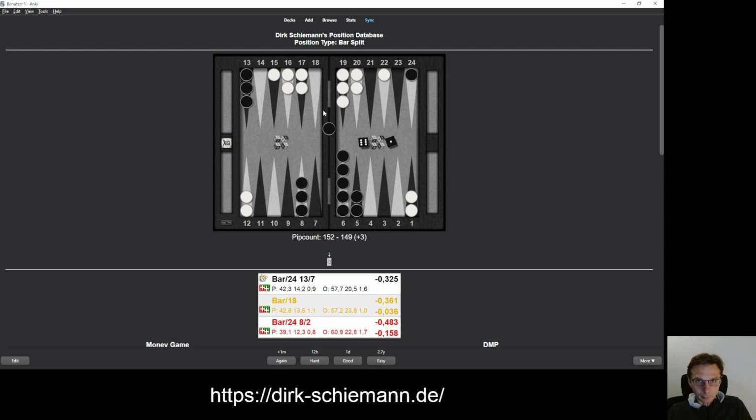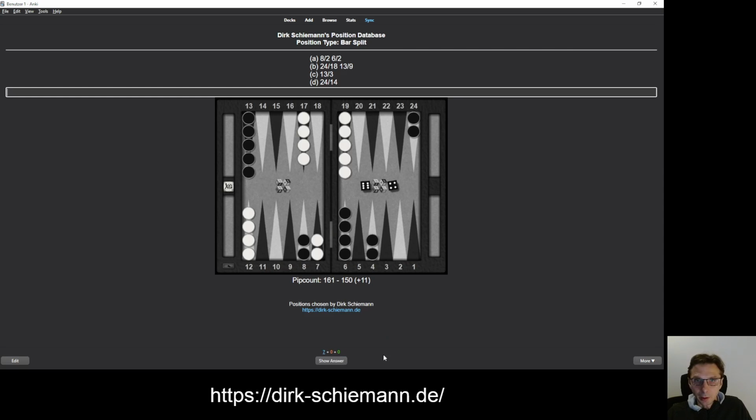So here it's better to bring the checker down, because like that you can exploit that blot. If you split to the bar, the blot on white's 3-point, you probably won't be able to exploit that blot, because your opponent will hit you and cover it, which is a lot less likely when you slot your own bar point. So admittedly, really a difficult one, at least for me.